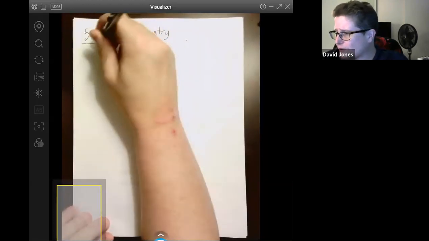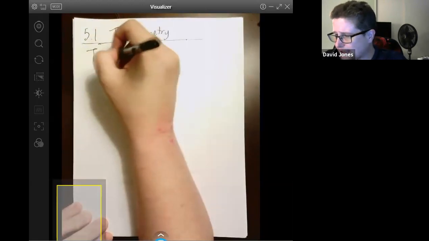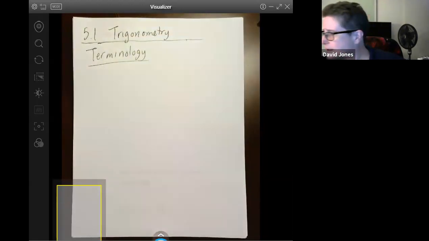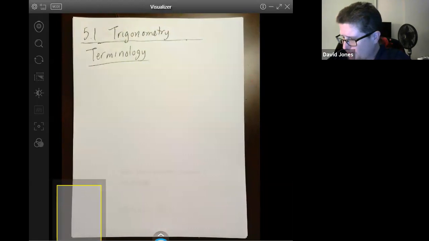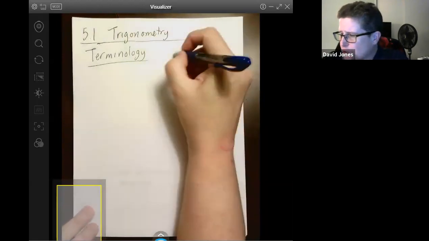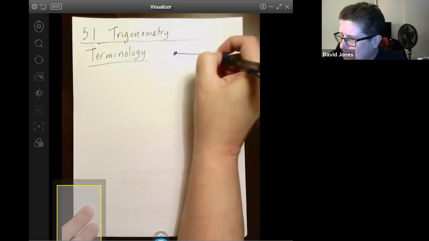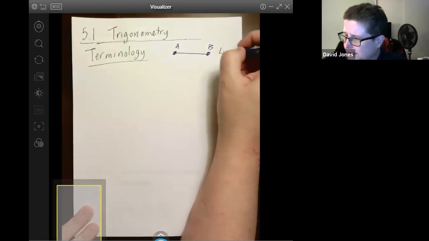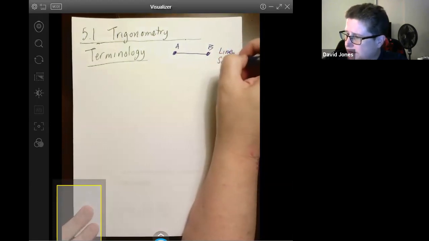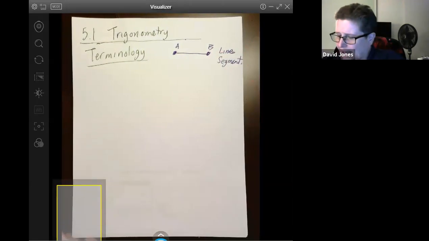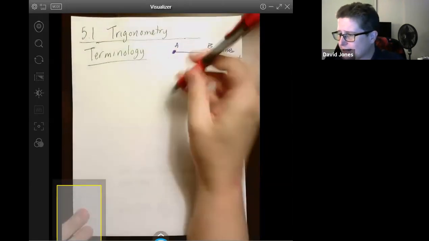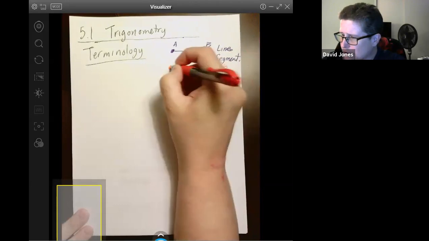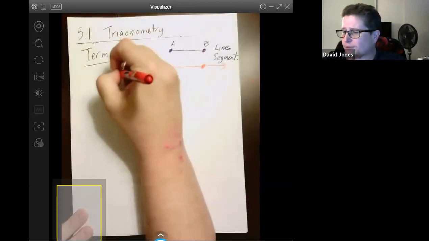And to start off, we really need to go over some terminology. So first thing we have, if we have 2 points, and a line connecting them. Let's say this is point A and this is point B. This is called a line segment. If the line goes on indefinitely, doesn't just stop there, but keeps going and has arrows going both ways, this is referred to as a line.